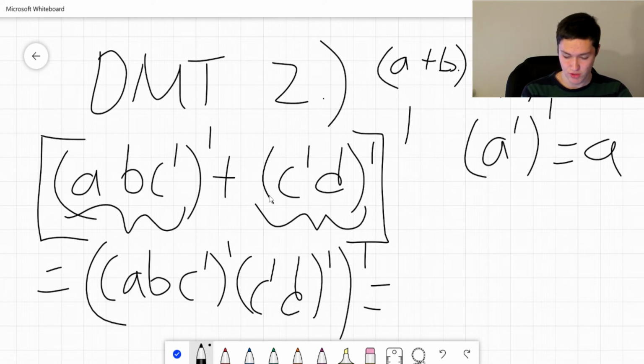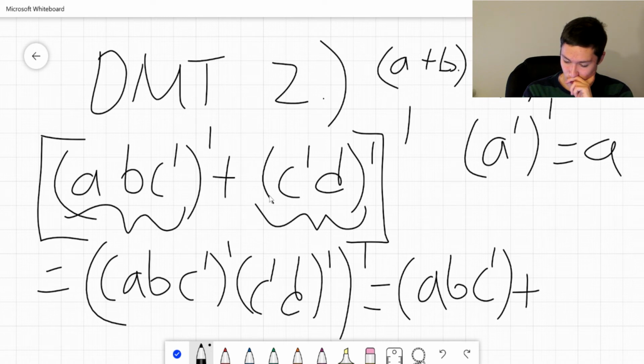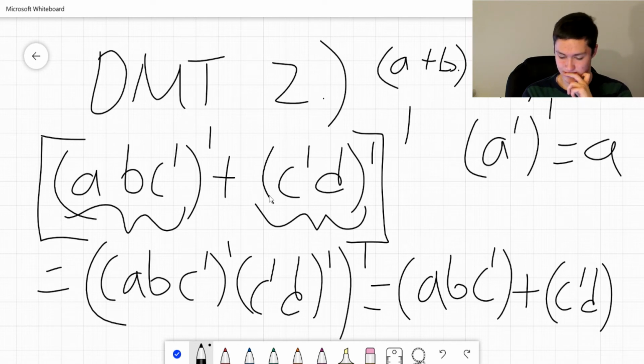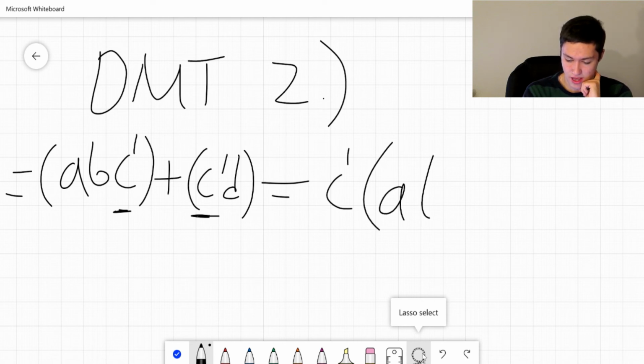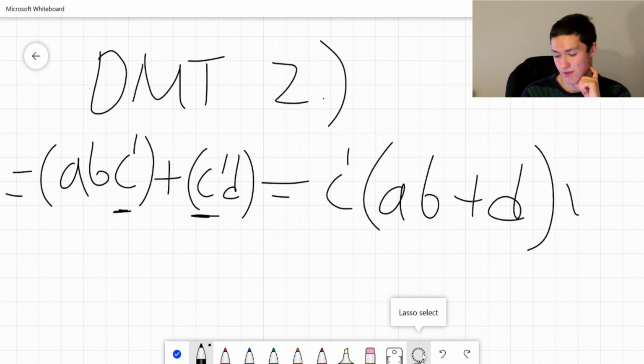So this not kind of distributes, and then we use the DeMorgan second law to expand it right back. Wouldn't this just be equal to ABC not or C not D? Yeah, that makes sense, because the nots kind of distribute in. So using this equation right here, we have two common C nots. And so we can take them out. So this is going to be equal to C not, A, B, or D. This is exactly what we were looking for.